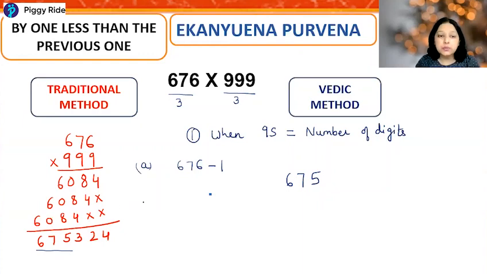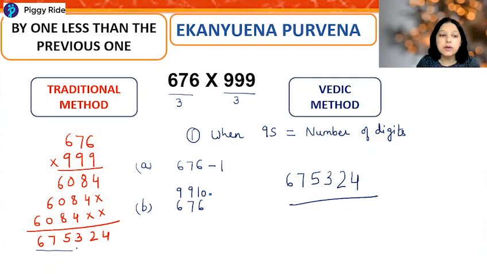Now step number 2 or step B says to take 676, which is the given number, and subtract this number from 9, 9 and 10. Subtract this from 9, 9 and 10. So when you subtract this from 9, 9, 10, the answer will be 9 minus 6 is 3, 9 minus 7 is 2, and 10 minus 6 is 4. You can see it here.